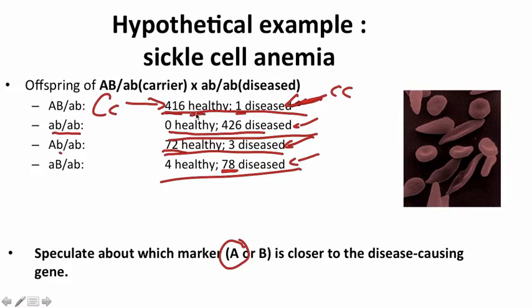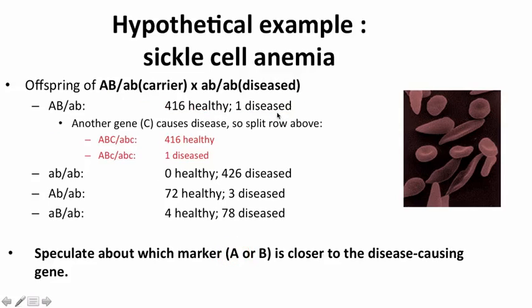Because these ones are carriers, they're healthy, these ones are diseased. So let's break that up. Again, we have another gene causing disease, so we're just splitting this row up. So we're taking this original problem where we're looking at 2 markers and basically now looking at 3. The third being what we're inferring to be happening at the disease-causing gene. I split this up relative to disease status, and that was it.